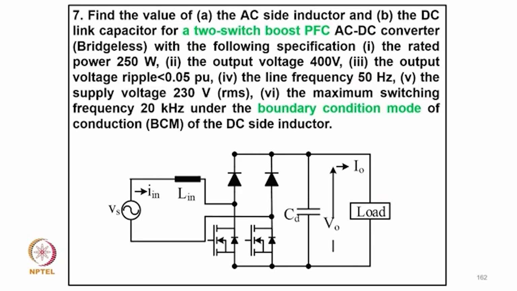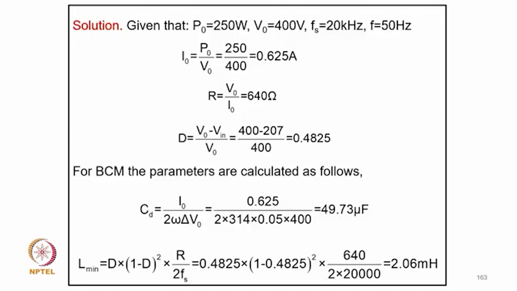So you can clearly see the input inductor and the two boost converters, positive half cycle, negative half cycle, and then the output capacitor. For the solution, I0 equals P upon V0, which comes to 0.625, and the equivalent load resistance in the output, V upon I0, is 640 ohm, and D equals (V0 minus Vin) divided by V0, which comes to 0.4825.